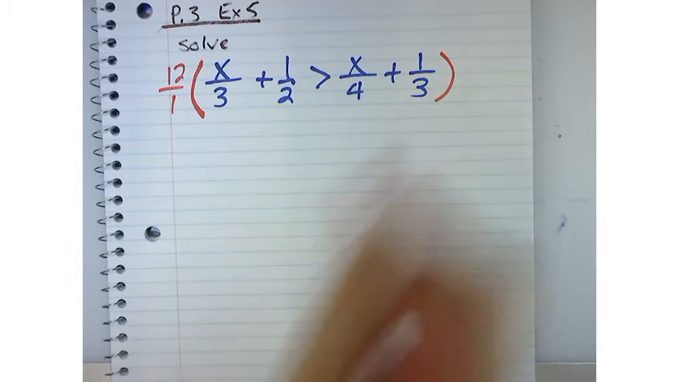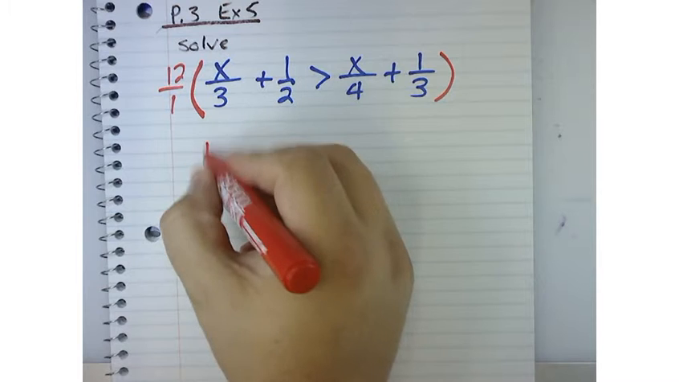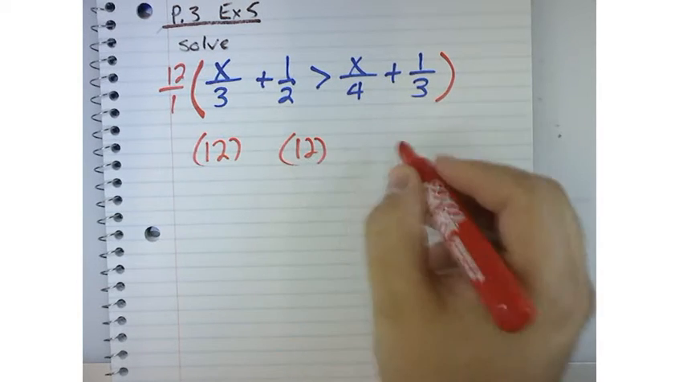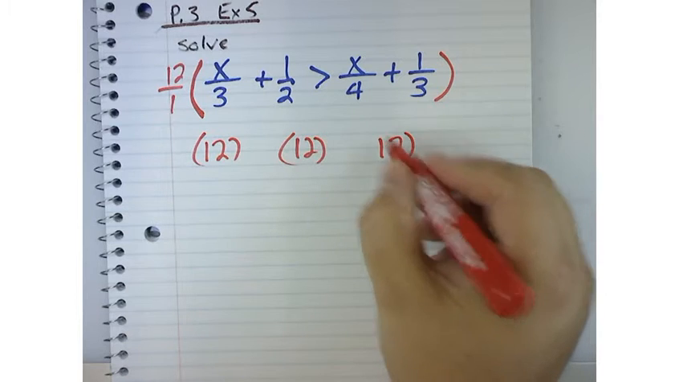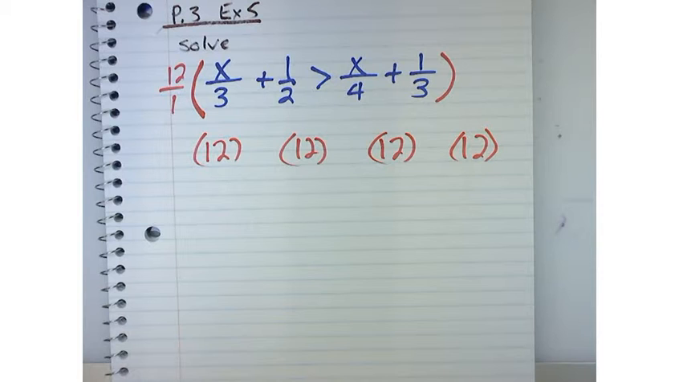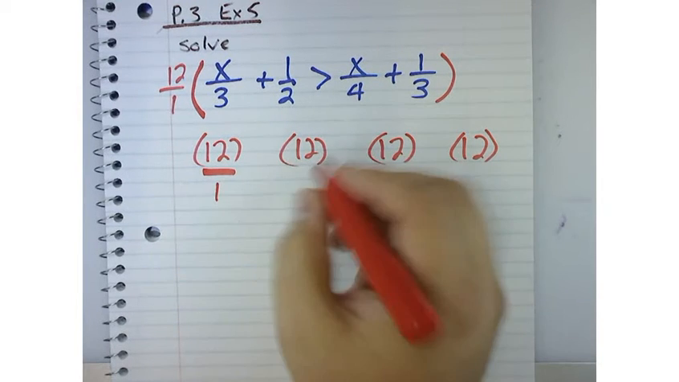So we need to distribute that. So I'm going to say 12, 12, 12, and then 12. And then everything else will kind of stay the same. I should do it over 1, right? Not that it makes a difference, but we should keep that in mind so we know.